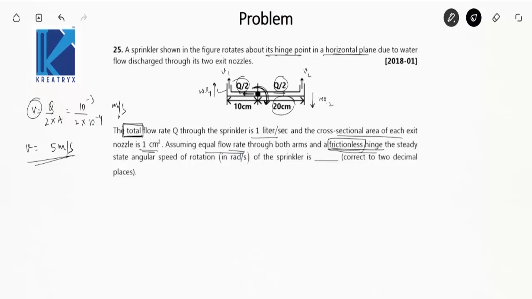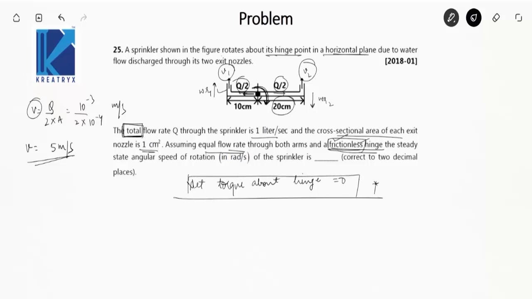Now the relative velocities v1 and v2, how can you relate v1 and v2? Can I say, as this is a frictionless hinge, net torque about the hinge is 0. This was the concept, and as the net torque about this hinge is 0, we can conserve the angular momentum. Your basics have been applied in this question, that if the net torque about the hinge is 0, you can conserve the angular momentum. So angular momentum is m dot v r1 is equal to m2 v r2.